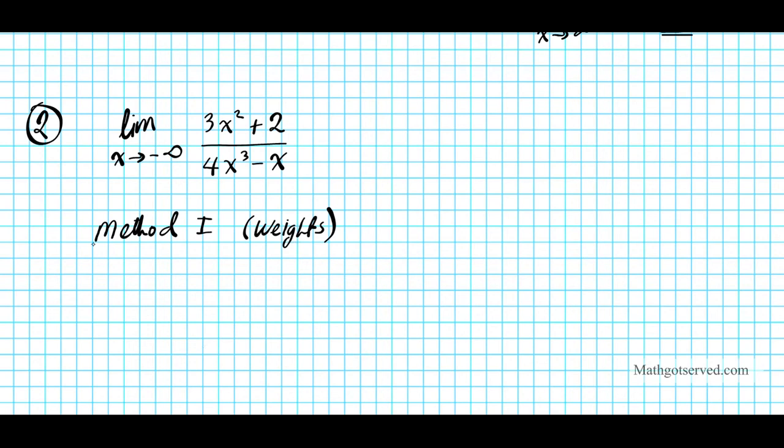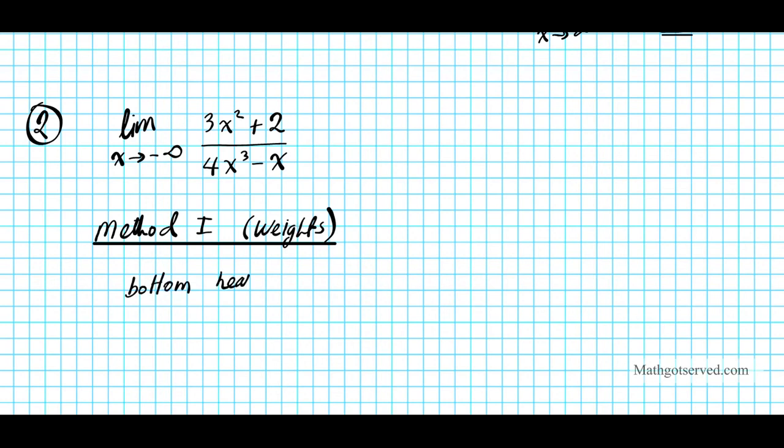For this problem, if you look at this limit, you notice that the biggest degree in the numerator is x squared, and the biggest degree in the denominator is cubed. So since the denominator has the bigger degree, the term with the highest degree, this is going to be classified as being bottom heavy. Okay? So it's going to be bottom heavy.